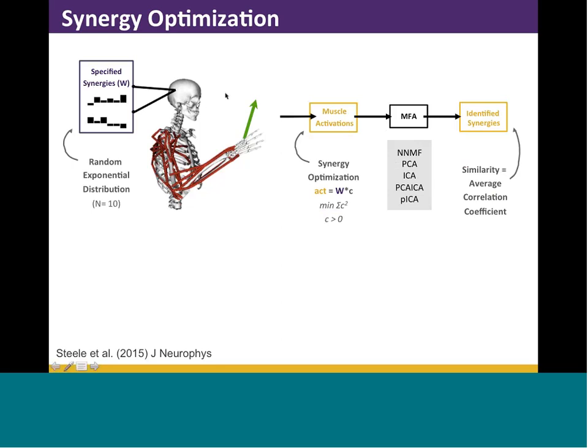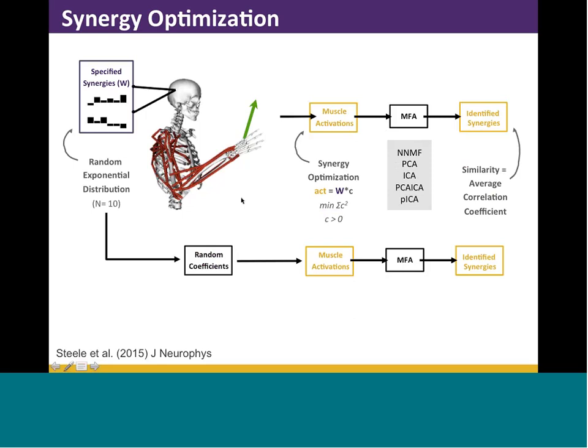Now, in this case, we had our musculoskeletal model and the dynamics of the system, but we also wanted to test what the effects on our ability to identify synergies were without a model. So in addition to having it execute the task, we also had a case where we just identified random coefficients, random C's, to get our muscle activations, and in that case also calculated our identified synergies and compared back to our specified synergies. And we repeated this for 100 different sets of randomly assigned synergies to see how well we could identify the underlying known neural control for our neuromusculoskeletal model.